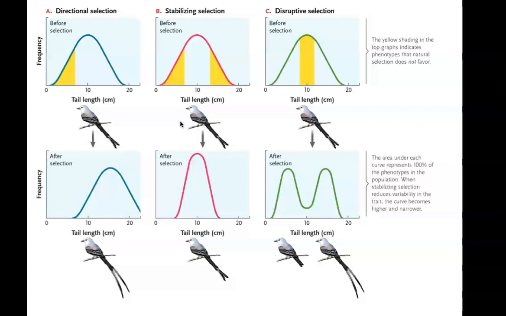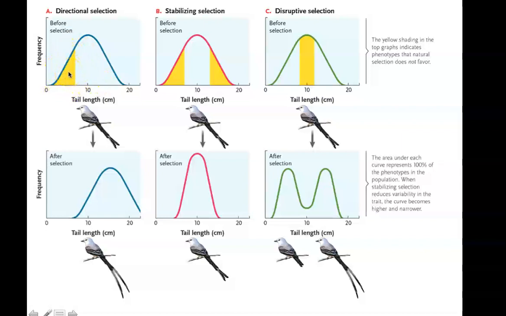So in directional selection, it shifts the characteristic in a particular direction. These yellow sections under this bell-shaped curve are tail lengths that natural selection does not favor. So our initial population has a nice bell-shaped curve. The majority of the birds have a tail length clustered around the mean of about 10 centimeters, and some have shorter tails and some have longer tails. And in directional selection, the females are mating with the males that have shorter tails less frequently. So the males with shorter tails get selected against.